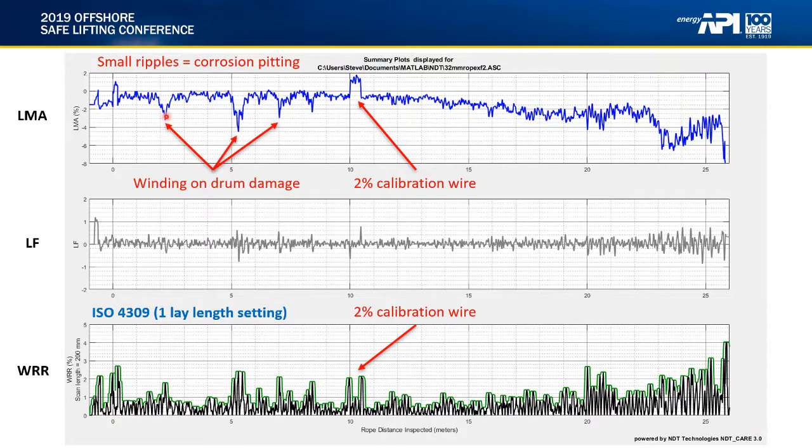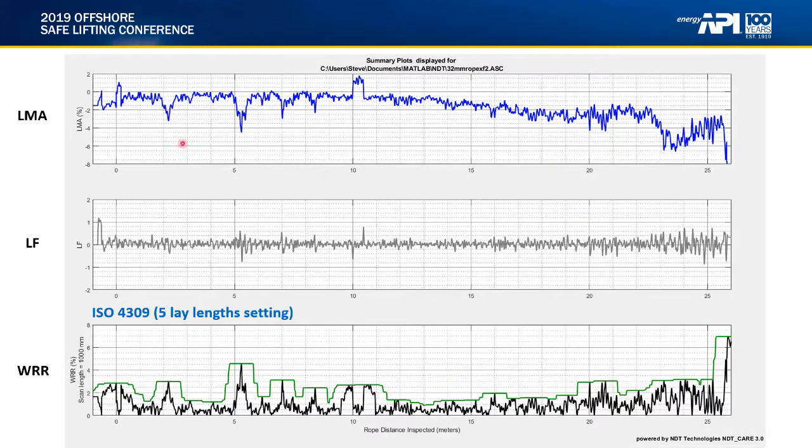Evidence of winding on drum damage can be seen in these locations of the LMA signal, while corrosion-assisted LMA, which is also referred to as second-stage corrosion pitting, can be seen here. Analysis of the same rope, but looking at the WRR at 5 lay lengths, which is the maximum within the ISO 4309 setting, for a scan length of about 1,000 millimeters.